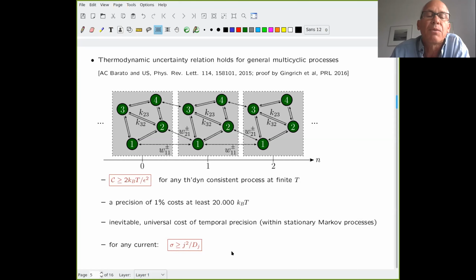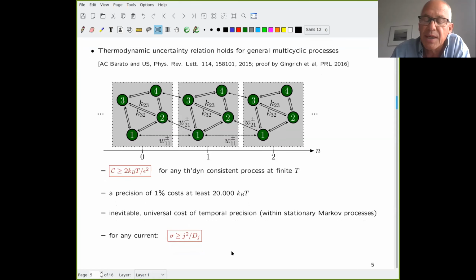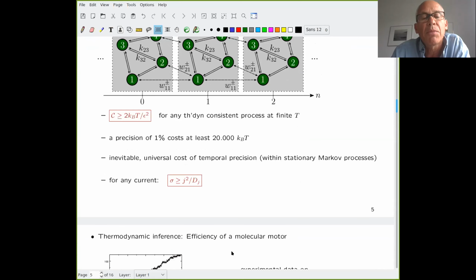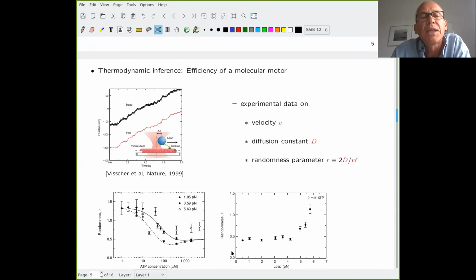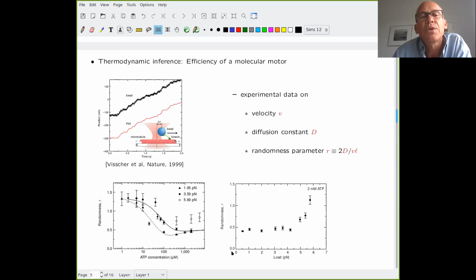Okay, now it's a nice relation, but I now want to show you what you can do with it in the real world. And this is one of the examples I still like most. You can use it as a tool for thermodynamic inference. So let me move to this. So here is the experiment.